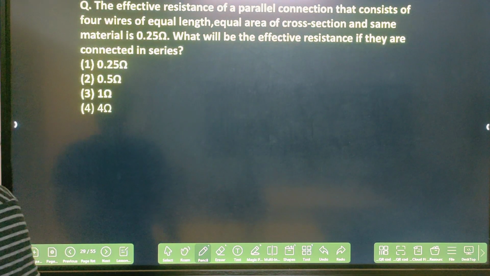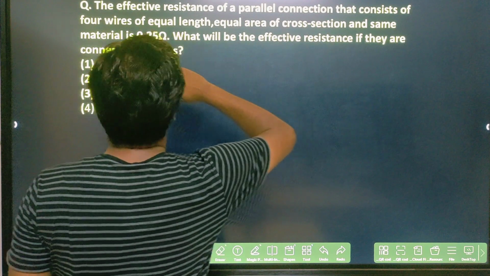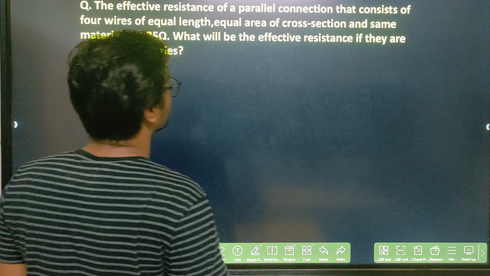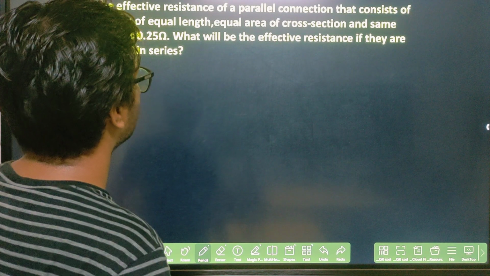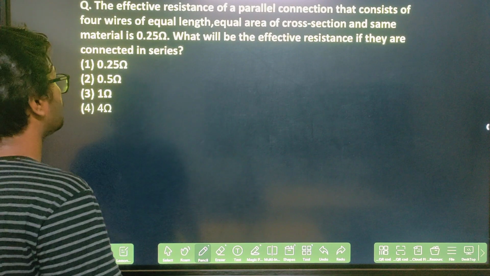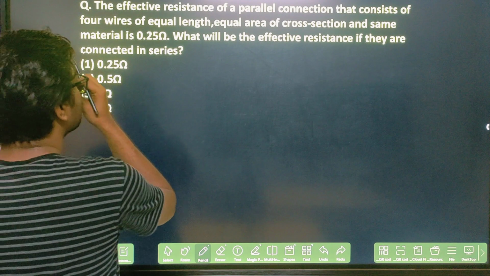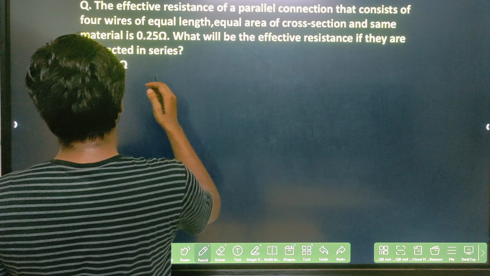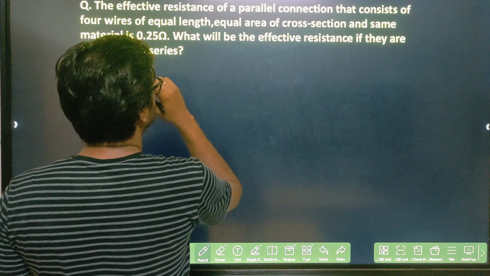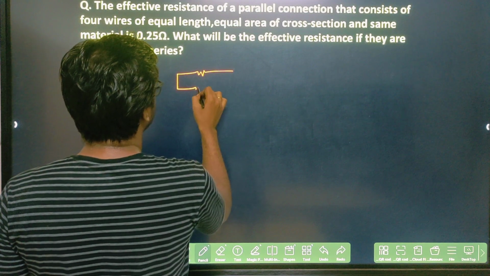Now go for this question. The effective resistance of a parallel connection that consists of 4 wires of equal length, equal cross section and same material is 0.25 ohm. What will be the effective resistance if they are connected in series? Right? What they are telling you, just see. The effective resistance of parallel connection that consists of 4 wires of equal length. So 4 wires means each has the same resistance.